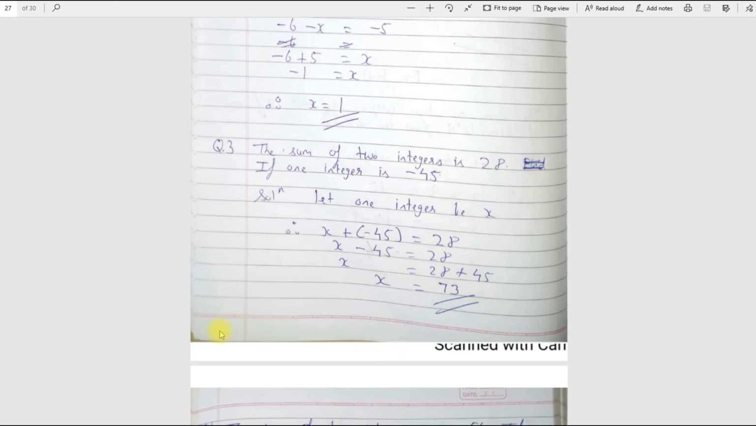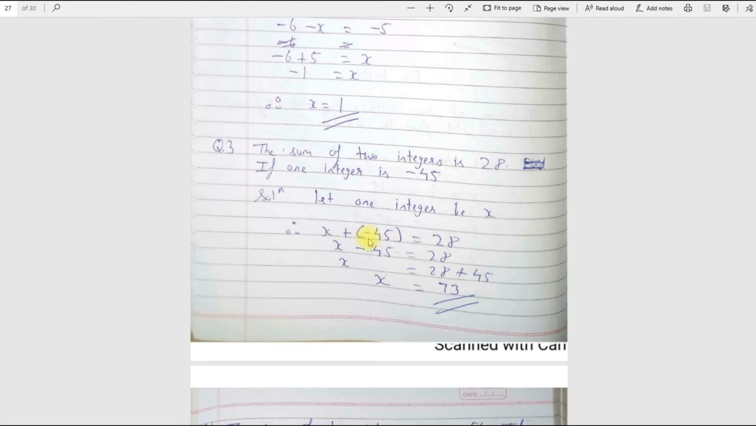If one integer is minus 45, find the other. You can see that I have not written the question completely, or it might be the same question they have given. We have to just add over here and find the other integer. So the sum of two integers means what? x plus one more integer, that is minus 45. Let one integer be x, and x plus one more integer, minus 45. What they have given to us, the sum, is equal to 28. Is means equal to, therefore equal to 28.